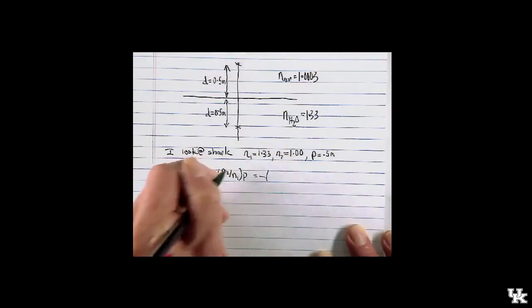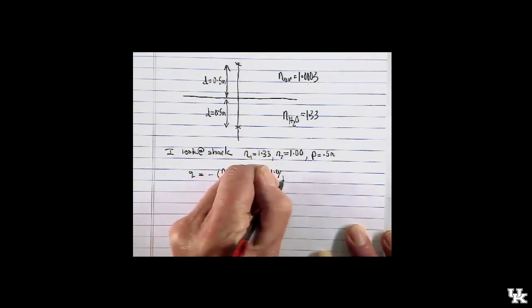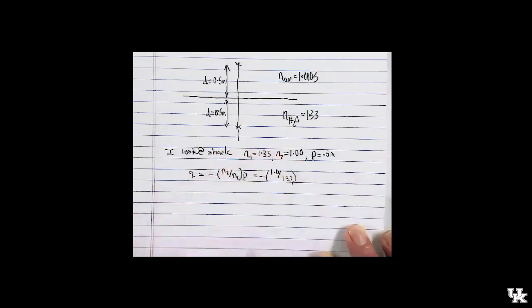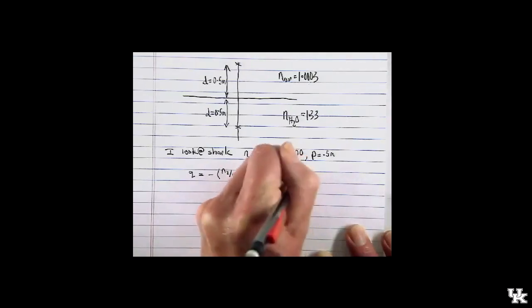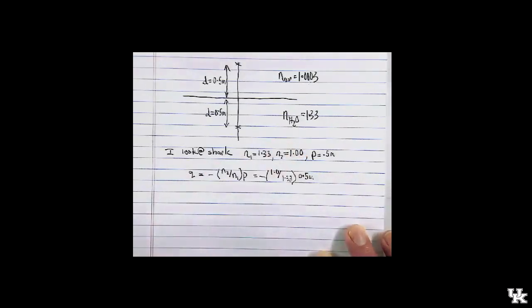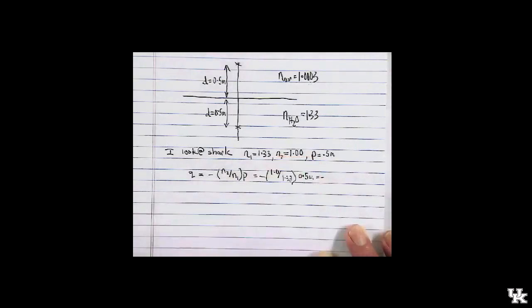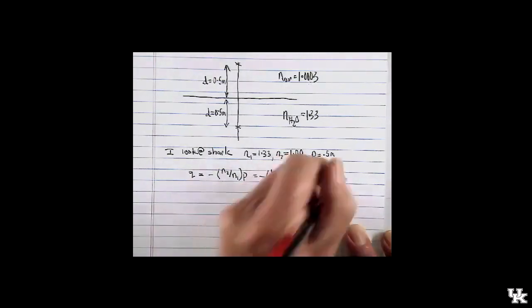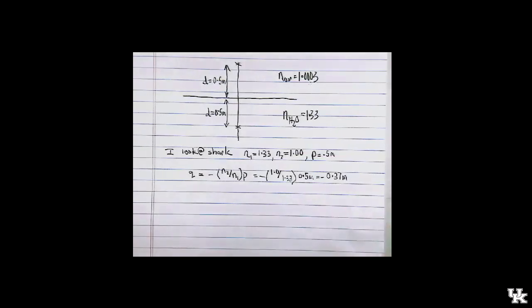and so we can just plug in all these numbers. So N2 is 1. N1 is 1.33. P is plus 0.5 meters. And so if I multiply these things together, I get the image position. There's going to be a minus sign, and it's going to be 0.37 meters. And so that's where I see the shark's image.